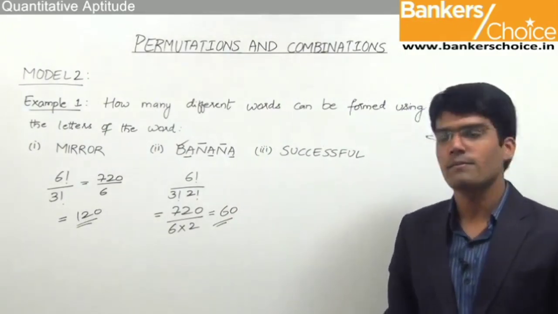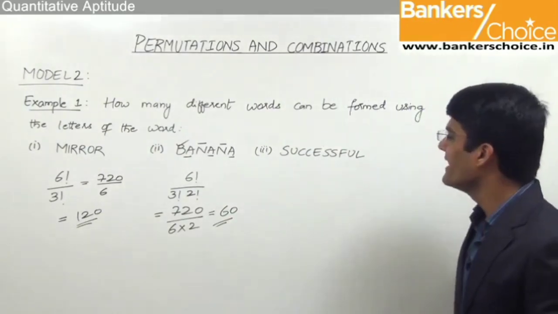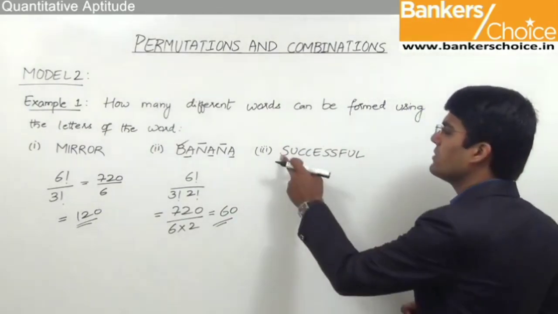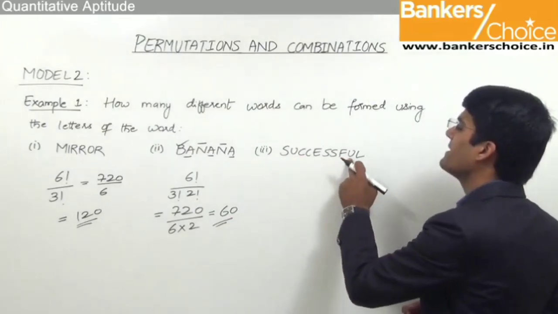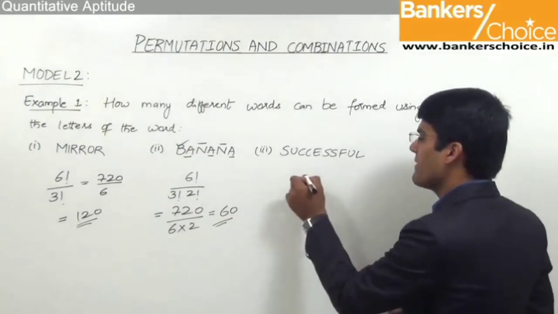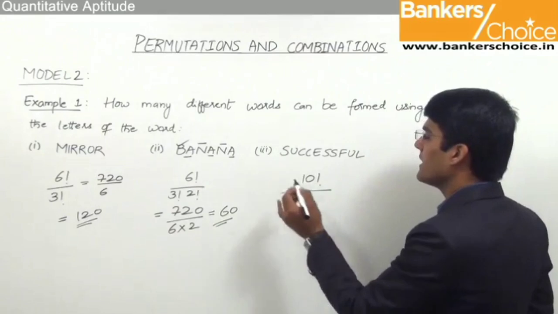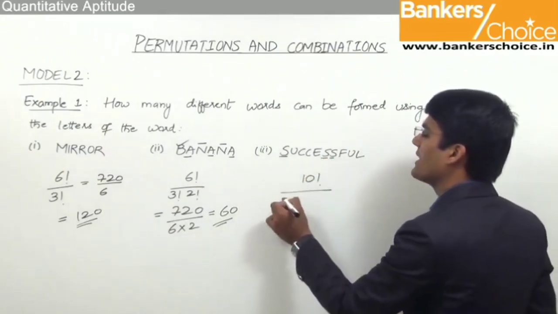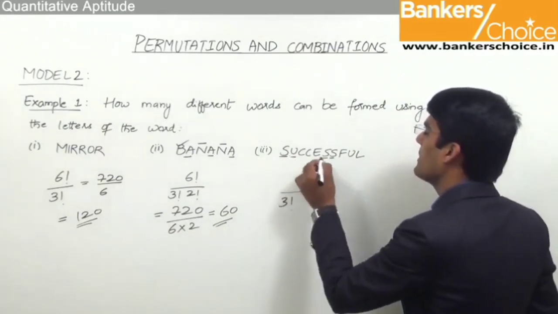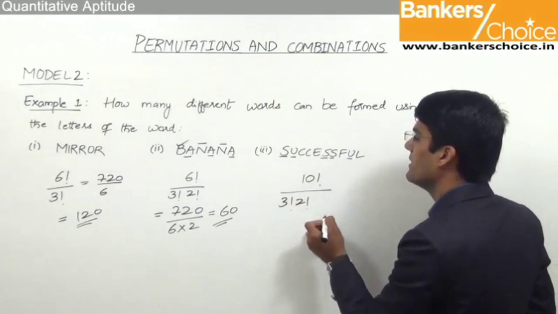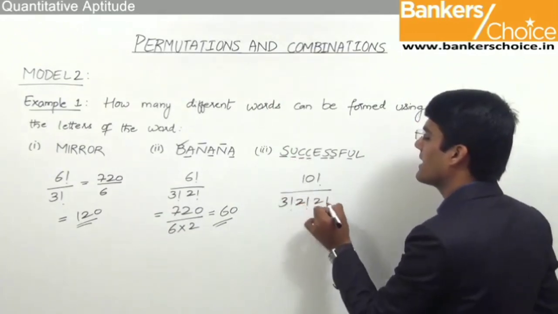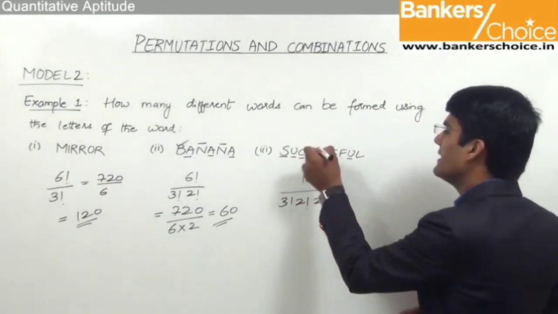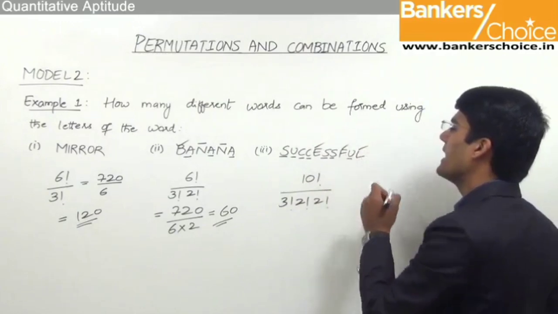So that is the reason we need to divide by those factorials and find out the true answer as 60. Let's now look at the third one here. The word here is successful: 1, 2, 3, 4, 5, 6, 7, 8, 9, 10. Total 10 letters. So 10 factorial divided by, the letter S appears thrice, so that gives 3 factorial. U appears twice. That gives 2 factorial. C appears twice. That again gives 2 factorial. Whereas E is unique, F is unique and L is unique.